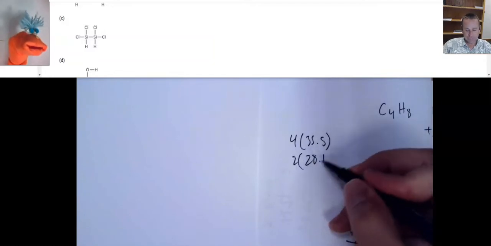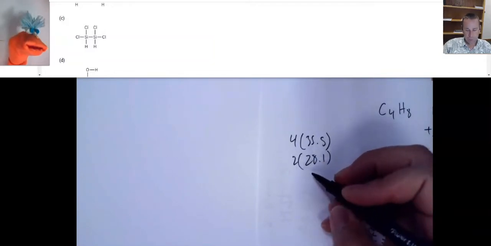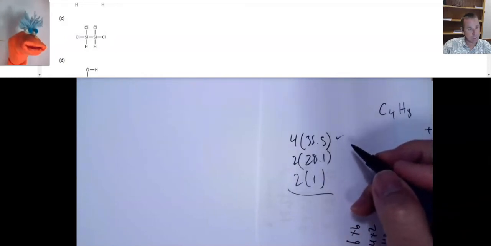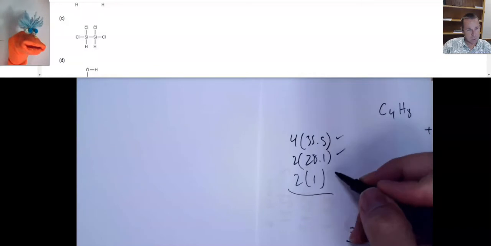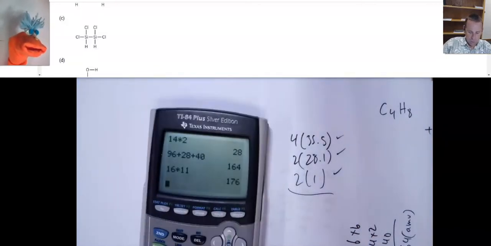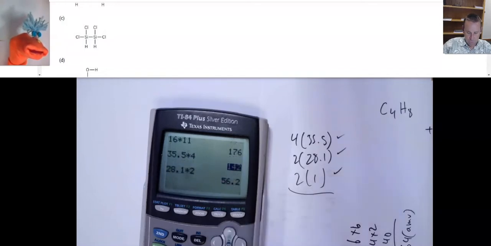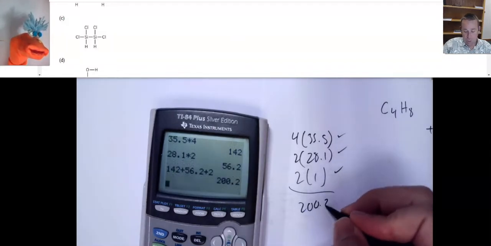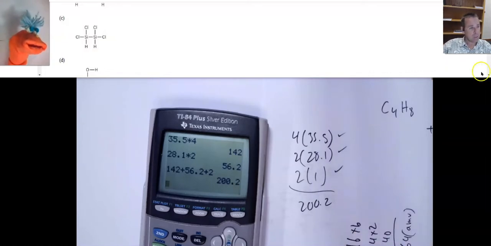2 of them, and then 2 hydrogens. All right, 2 hydrogens. So this is our chlorines, and this is our silicons, and that's our hydrogens. Okay. Calculator: 35.5 times 4, 28.1 times 2, and then 142 plus 56.2 plus 2. So about 200.2. That's our atomic mass.